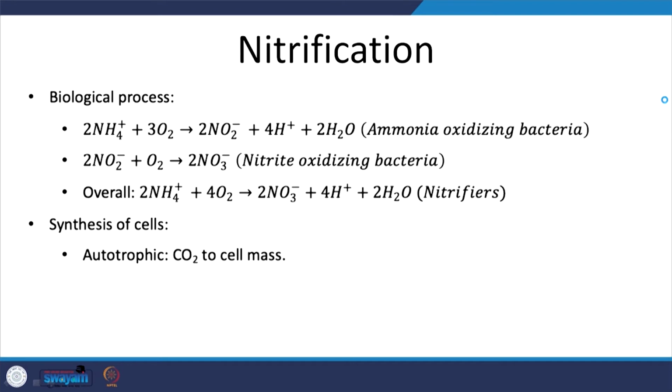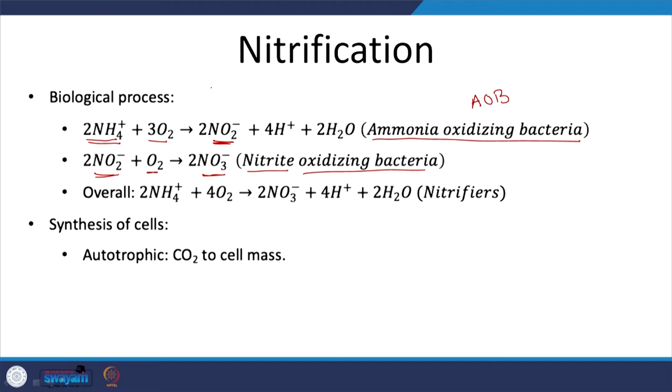So, let us look at the relevant reactions. The biological process: ammonia is oxidized by oxygen, but directly you will not have formation of nitrate. First you will have formation of nitrite, and the type of bacteria that do this are called ammonia oxidizing bacteria. So, that is the relevant reaction. And then what happens to this nitrite? Nitrite is further oxidized by oxygen to nitrate by what we call nitrite oxidizing bacteria. Here ammonia is being oxidized, and then here we have nitrite being oxidized.